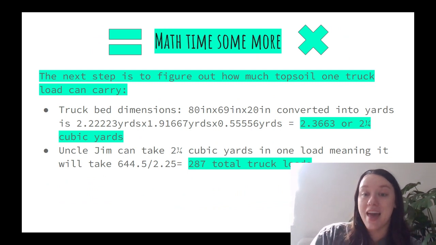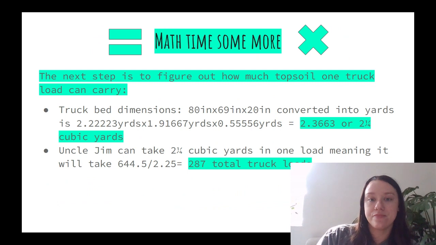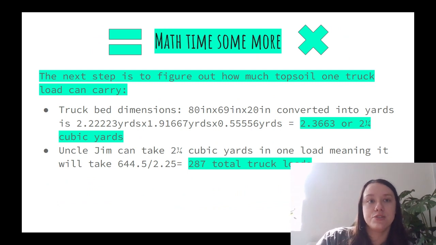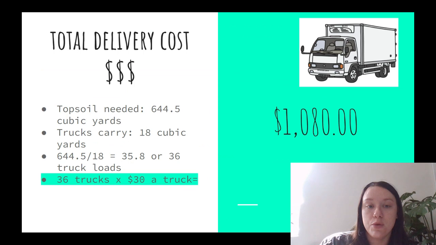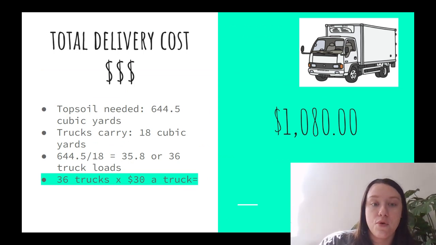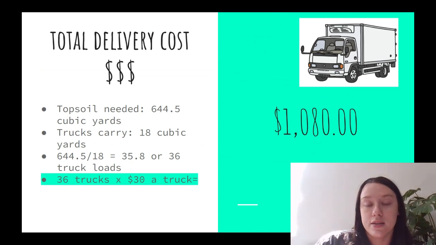I next wanted to compare that to the delivery. So my next step there was to look at how much each delivery truck could hold. So again, I know I need 644.5 cubic yards. Each truckload for delivery can carry 18 cubic yards. So I took 644.5 divided by 18 to get 35.8 or 36 truckloads. We also then knew the cost of delivery per truckload was $30 per our questions above. So I took 36 times 30 to get $1,080 for the cost of delivery.